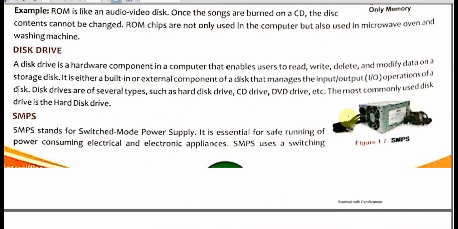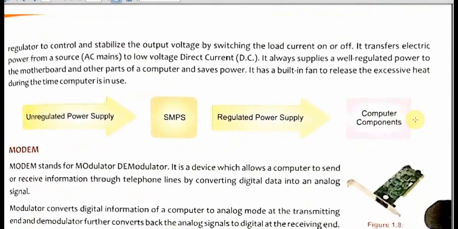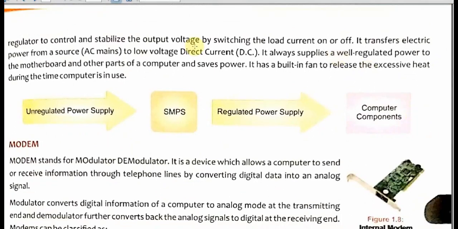Now the first wire takes the current from the socket. It means you give current here, and in the box the current is distributed into 5 or 6 categories, and there is a bunch of cables because every part of the computer needs a different type of voltage. So SMPS converts one voltage to another type of voltage. Now it transfers electric power from a source to low voltage direct current. It always supplies a well regulated power. So it is called the switch mode power supply.